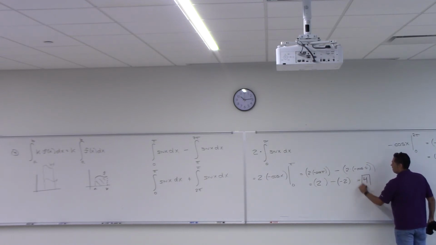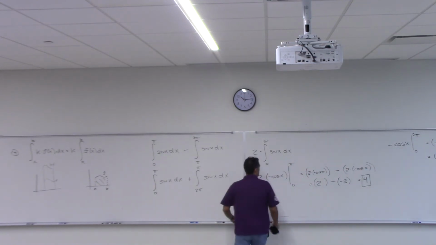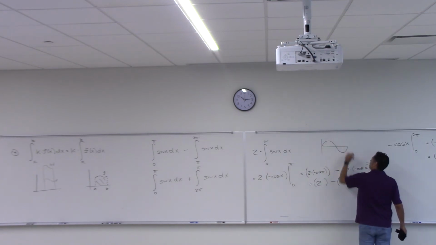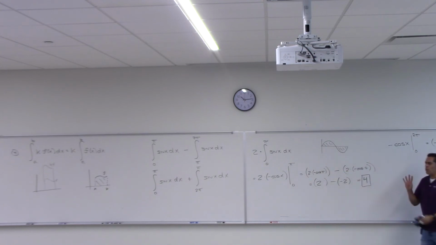That's weird. I've always found that to be very weird. That if you look at the sine curve and you want to know this total area right there, it's 4.